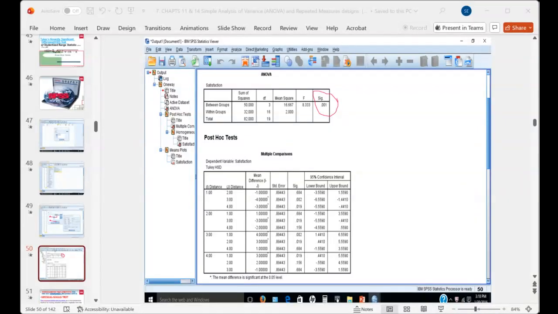Another way is to look at where it says Sig, S-I-G, significant. If any of those numbers are less than 0.05, like again 1 and 3 is 0.002, those are significant. 0.019, that's less than 0.05. So you can go there and check them out.